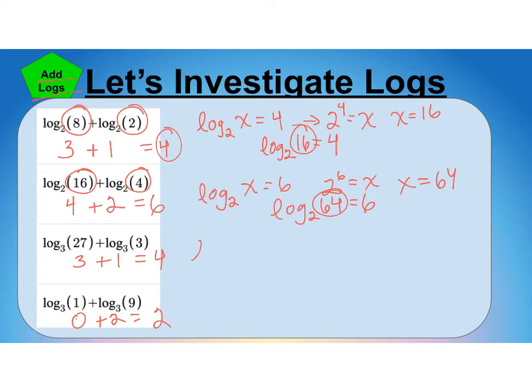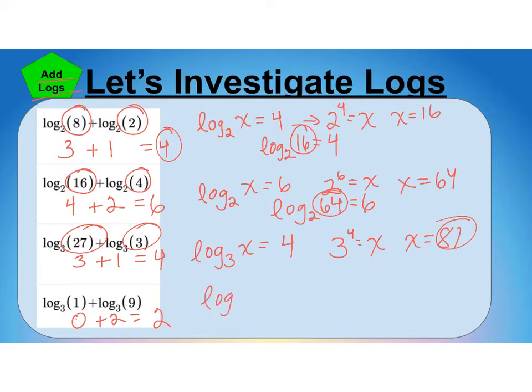Let's try it here. Log base 3 of some number x, and we want this one to equal 4. We switch to exponent form. 3 to the 4 equals x, so x is 81. What's the relationship between 27, 3, and 81?